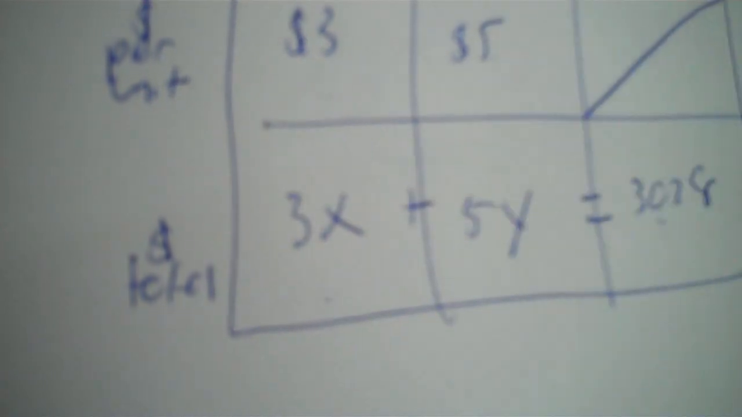So $3 for the students and $5 for the adults. Then money total for students. Well, I don't know how many, but I know they cost $3 each. So x multiplied by 3 is 3x. Y multiplied by 5 is 5y. So these are my two equations, and I stack them, and that's why it's called a system, okay?